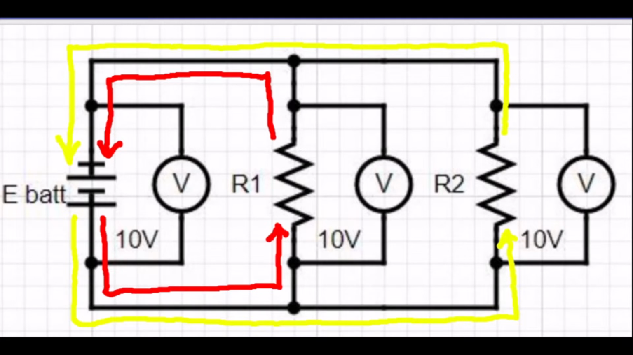As you'll see a little bit later, this is a good example of rule number 1 of solving parallel DC circuits. Rule number 1 is the same voltage exists across each branch of a parallel circuit and is equal to the source voltage. So the voltage across R1 is 10 volts, and it's equal to the battery voltage, and the voltage across R2 is 10 volts, and it is also equal to the battery voltage.